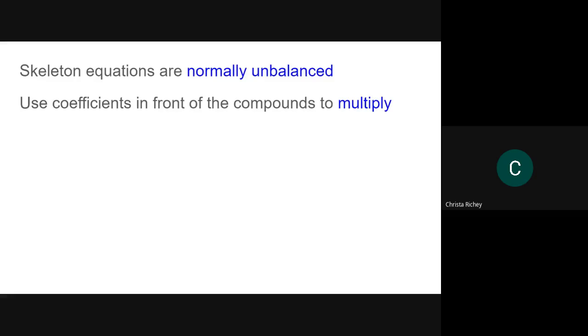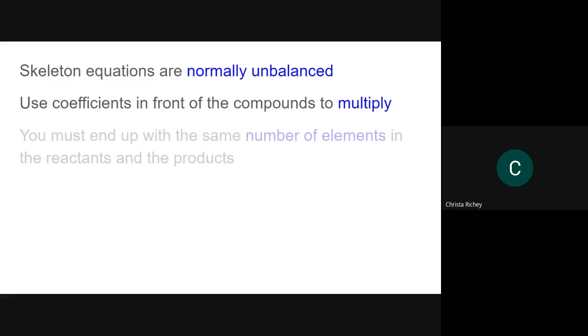But like I said, skeletons. This is a skeleton equation. What I have on the board is iron reacts with oxygen gas to create iron trioxide. And when you write the symbols down, it's Fe plus O2 makes Fe2O3. It's not balanced. A non-balanced equation is a skeleton equation.